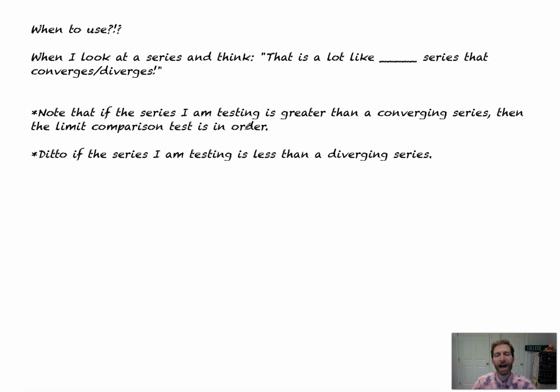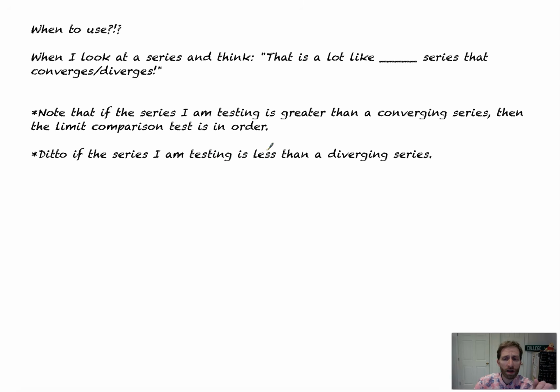So again, two quick notes. If the series I am testing is greater than a converging series, then the limit comparison test is what we want, because greater than a converging thing might also converge, or it could diverge. So if I have something that converges to, I don't know, 17 billion, and my current series that I'm testing is more than that number, it could be finite, it could be 17 billion and 1, or it could diverge to infinity, who knows?